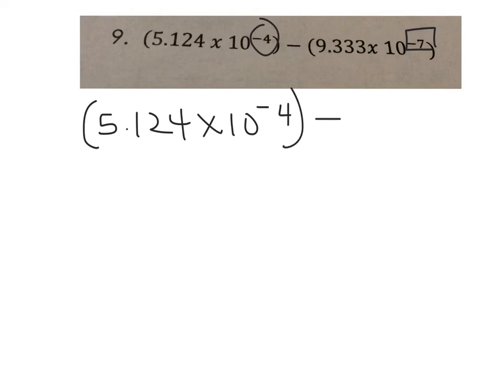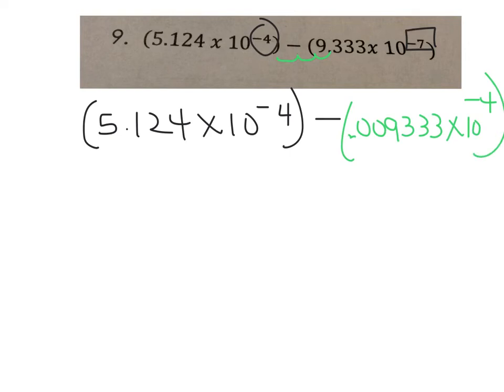This one, I'm going to move the decimal 3 places to the left. 1, 2, 3. So this is going to be 0.009333 times 10. And don't forget to change the exponent. So here's my problem now.